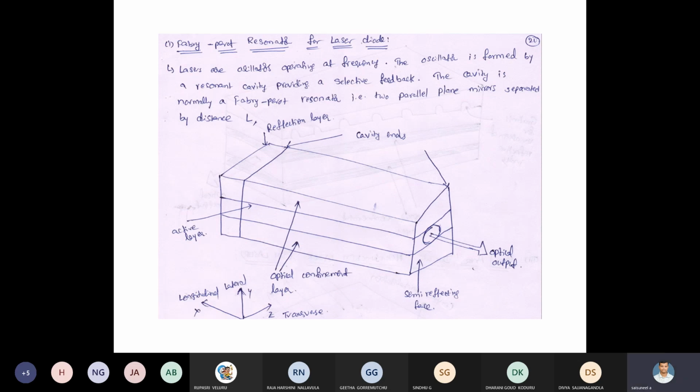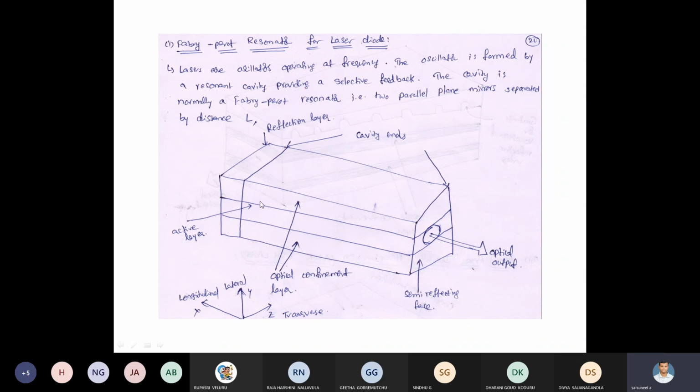Right. First we discuss the first structure of the laser, the Fabry-Perot resonator for a laser diode. The Fabry-Perot resonator is nothing but a cavity. The cavity structure is like a Fabry-Perot resonator. All walls of the waveguide should be closed. This is the waveguide, a rectangular waveguide. All walls should be closed, but on one side of the waveguide we have to drill a small hole. What is the use? To take the optical output.